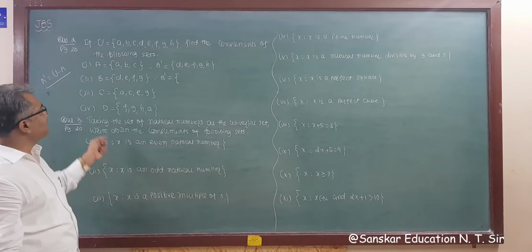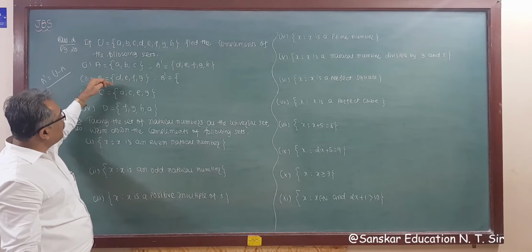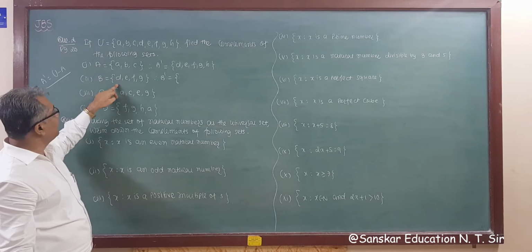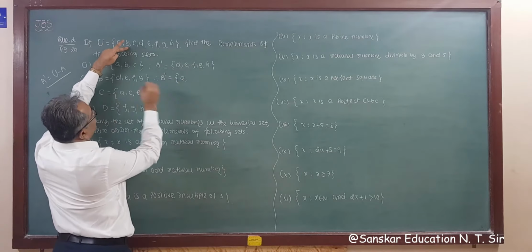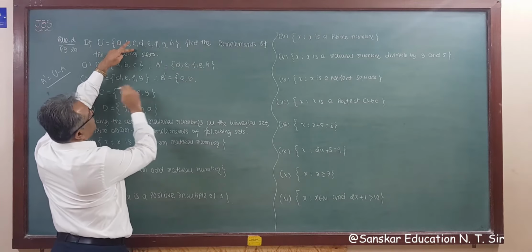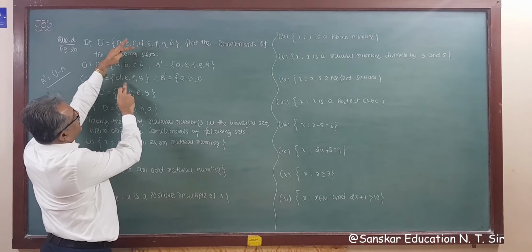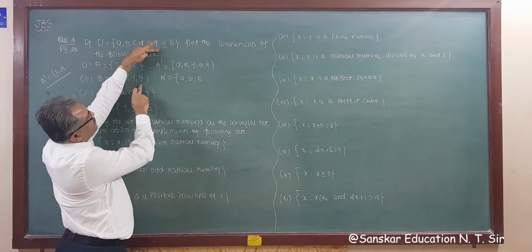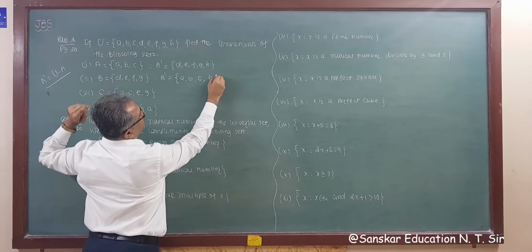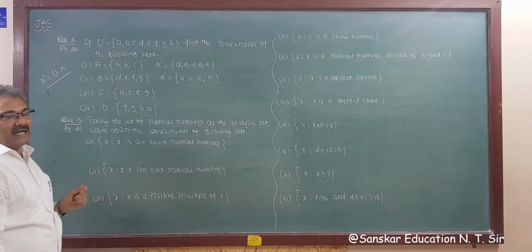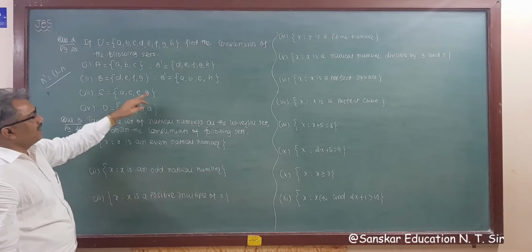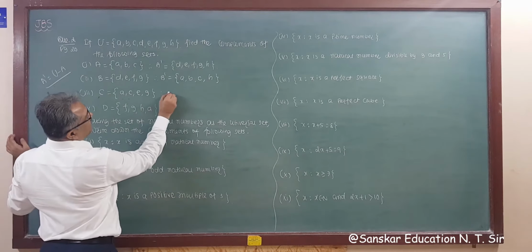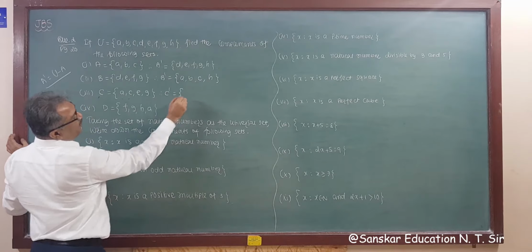Set of elements which are not in B. So A, B are not here. C is not here, D is already here, E, F, G are here, and H is not here. So the answer is A, B, C, H, right? Then set C, A, C, E, G. A is already here. So if we write C dash, that is the complement of C.